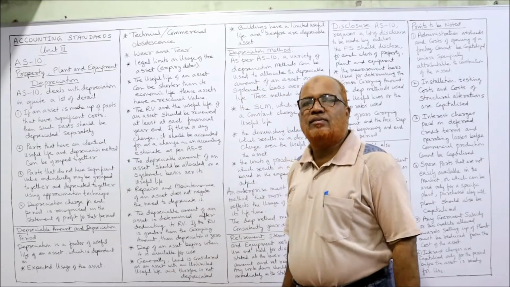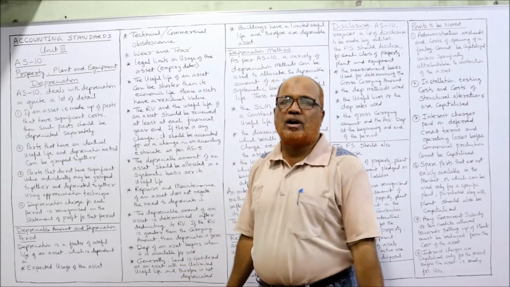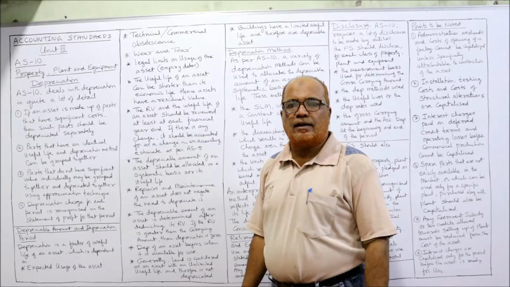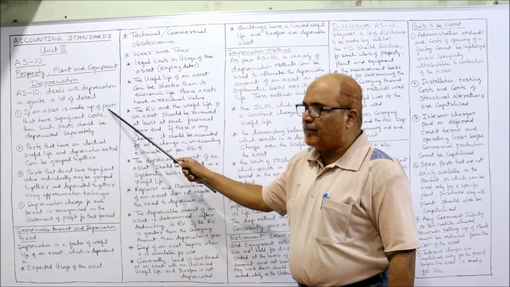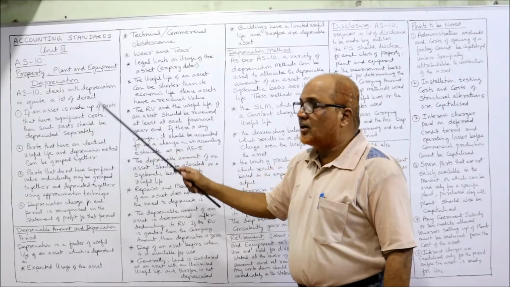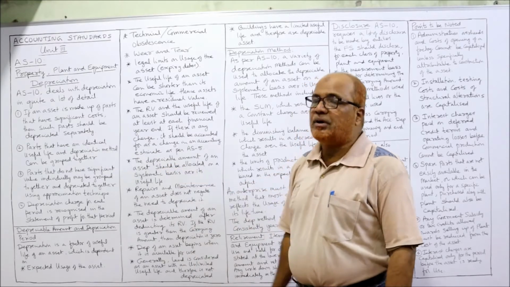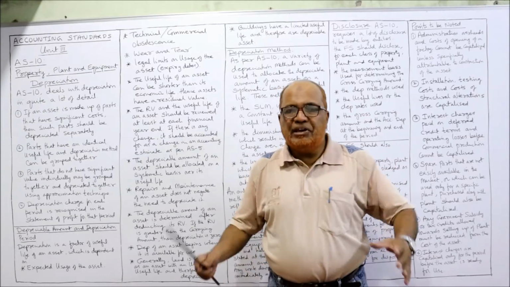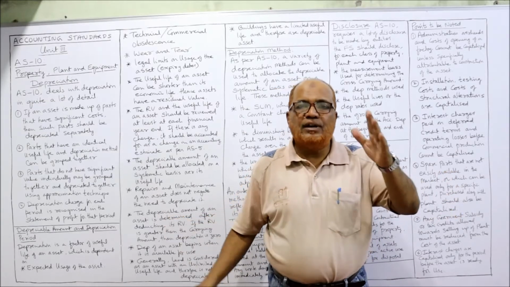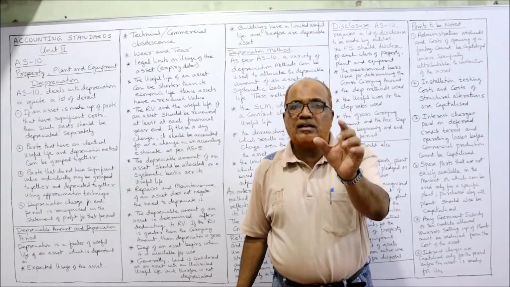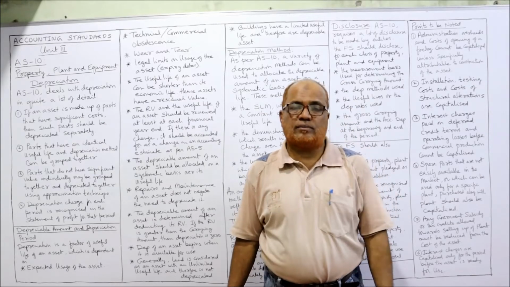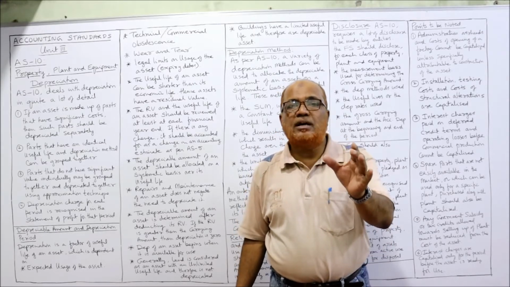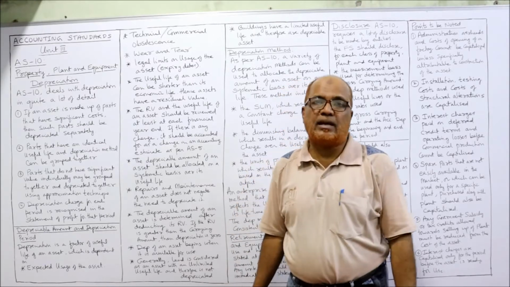AS10 has given a lot of provisions regarding this depreciation. First of all, a few provisions of AS10. If an asset is made up of parts that have significant cost, then such parts should be depreciated separately. That is the first provision given in AS10. If an asset consists of different parts and each part is a significant part of the cost, then each part should be charged depreciation separately.